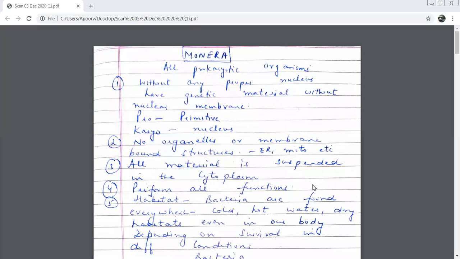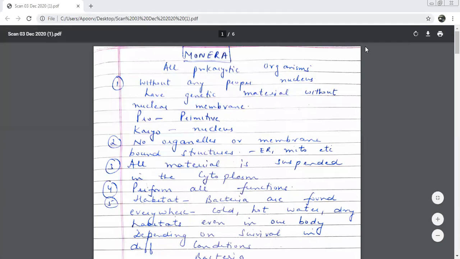Very good. Now tell me about the membrane-bound organelles in Monera. There are no membrane bound organelles in Monera. Okay. So where is all the material which is supposed to be present in the nucleus? It lies free in the cytoplasm. Very good. It lies freely in the cytoplasm. Structurally, is it simple or complex? Simple. But functionally, it is complex.